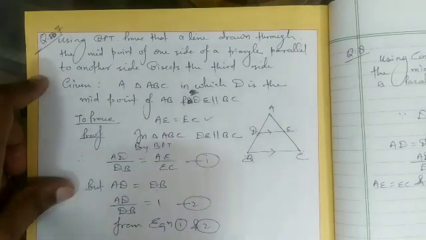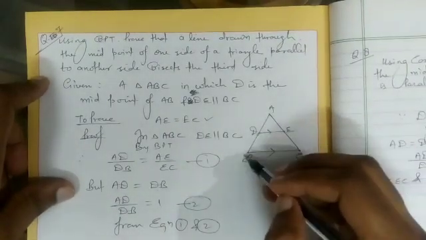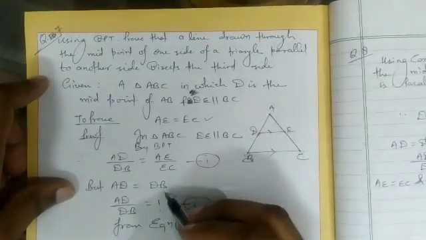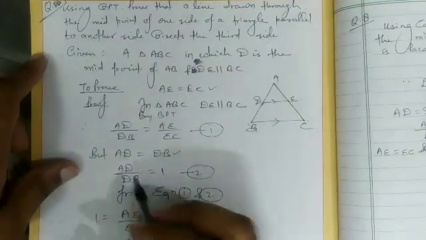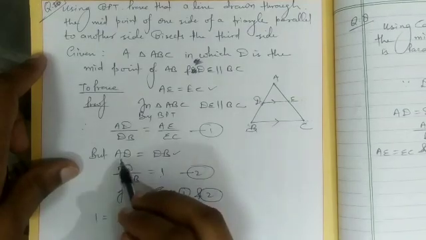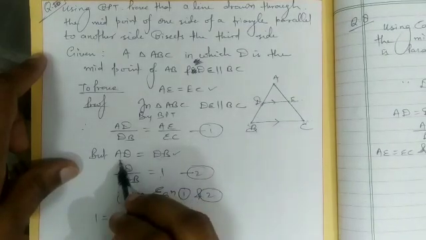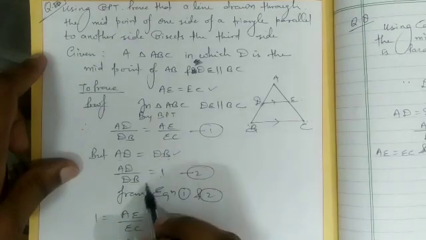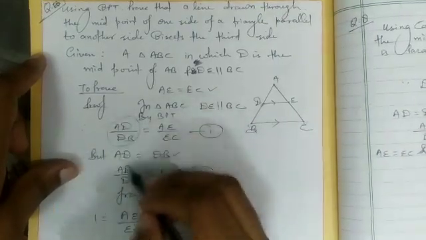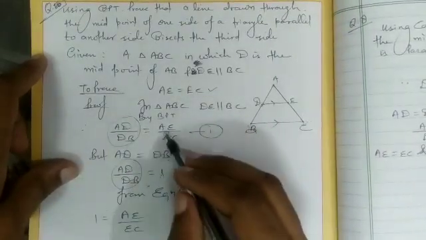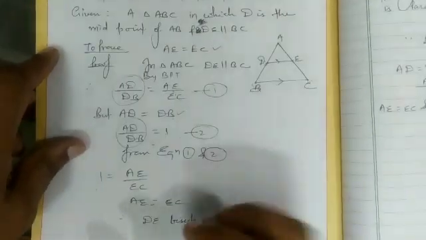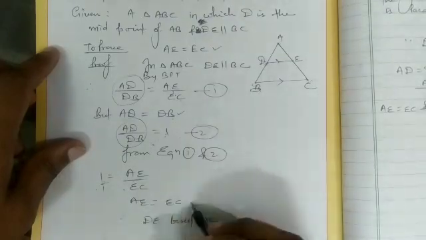Let this be equation 1. Since D is the midpoint of AB, or we can say D is bisecting AB, AD will be equal to DB. This you will write here. Now if you simplify it, you will get AD upon DB equal to 1. How? Bring DB to the denominator of AD, you will get 1 on the right hand side. Now from equation 1 and 2, these two ratios are equal, so we can write AE upon EC equal to 1. Fine. So do the cross multiplication, you will get AE equal to EC.